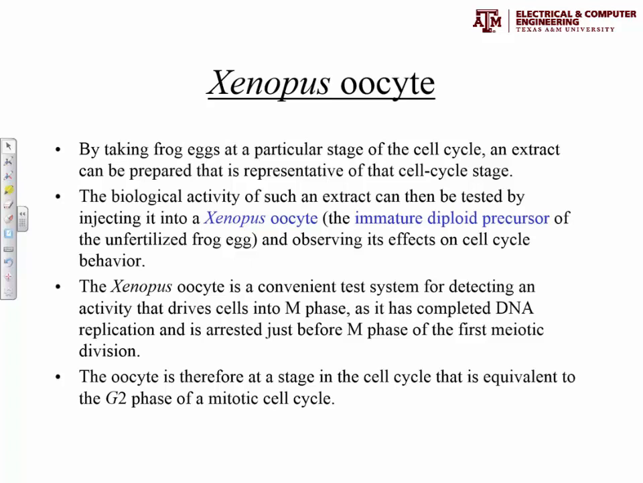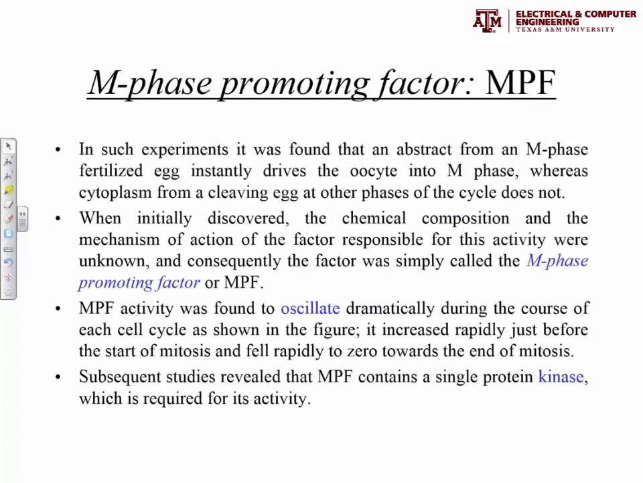That's the characteristic. If you give it the M-phase promoting factor, it immediately splits. If you give it an extract from some other stage of the cell cycle, that doesn't happen. So that's how they called it the M-phase promoting factor. In such experiments, it was found that an extract from an M-phase fertilized egg immediately drives the oocyte into M-phase, whereas cytoplasm from a cleaving egg at other phases of the cycle does not.